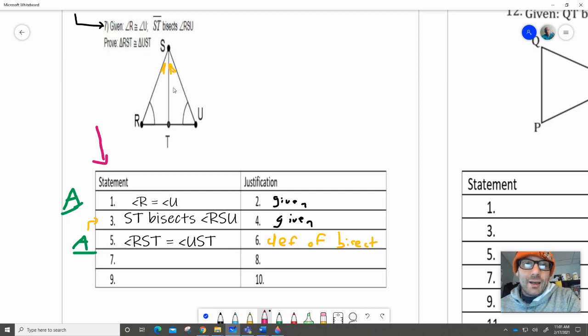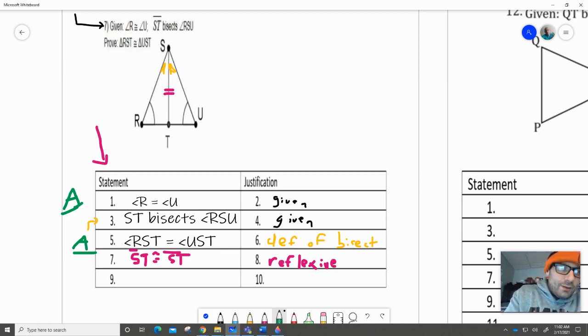In this one, they share a side. It's ST, they share that side. So we could say that ST is congruent to ST. They share the side, and the rule for that is the reflexive property, when something is congruent to itself. So if they share a side, in proof language, it would mean that ST is congruent to ST. Those two pairs of sides are congruent to each other.